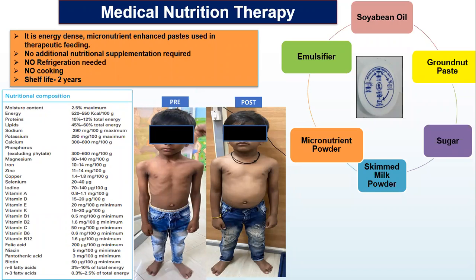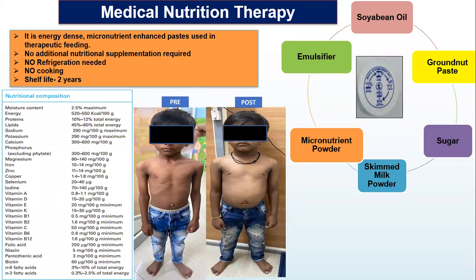Over and above, if the child's appetite is good, then you can afford home foods. There is no refrigeration required for our MNT, no cooking is required, and it has a shelf life of around 2 years. This MNT has a micronutrient mix which provides the daily recommended dietary allowance (RDA) to the child, in the form of vitamin A, D, E, K, B1, B2, vitamin C, vitamin B6, B12, folic acid, niacin, pantothenic acid, and so on.